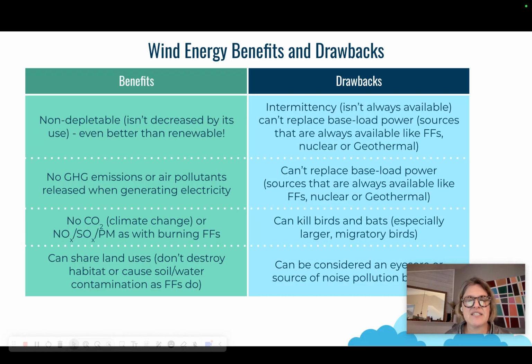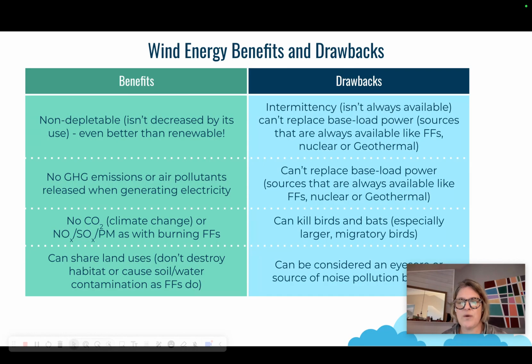They can share land, so it doesn't necessarily destroy habitat, but there have been some studies that show that it interferes with migrations, or the noise actually creates some noise pollution, and there's starting to be some studies showing that that could interrupt breeding habits of organisms and breeding habitats. So that could be a potential unintended consequence that we're noticing. And it doesn't cause soil or water contamination like fossil fuels do. So that's a benefit. Some drawbacks: there's intermittency issues.